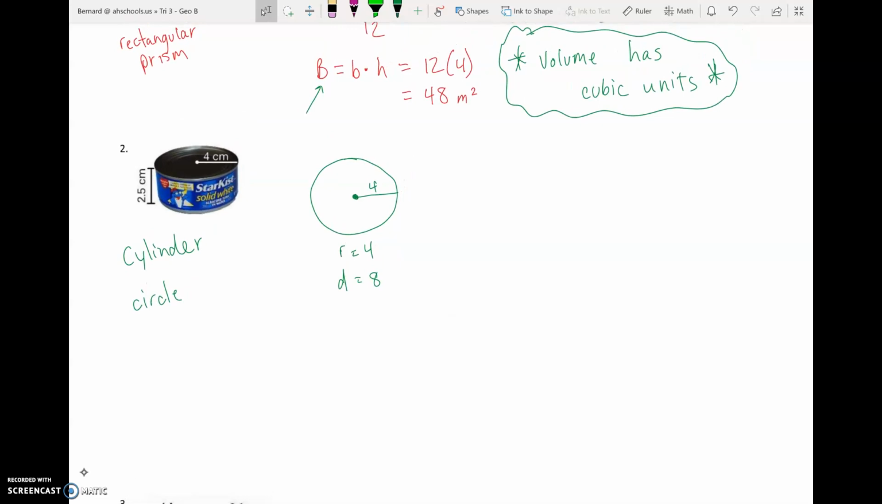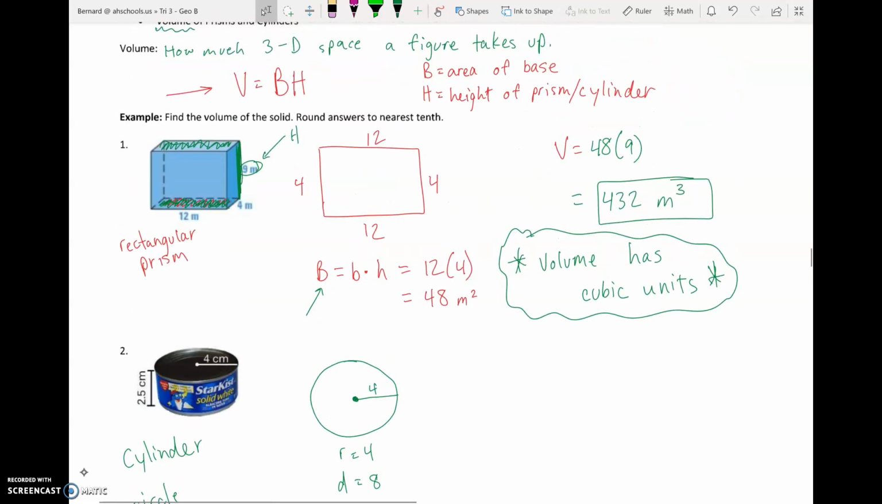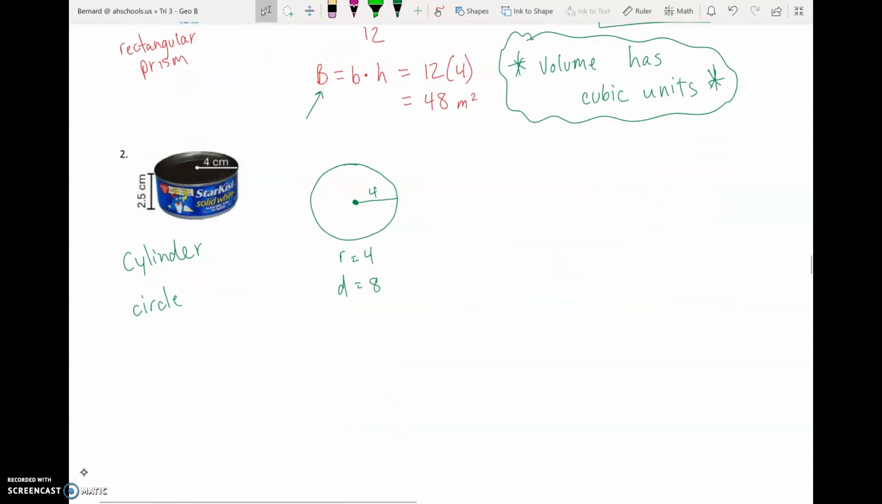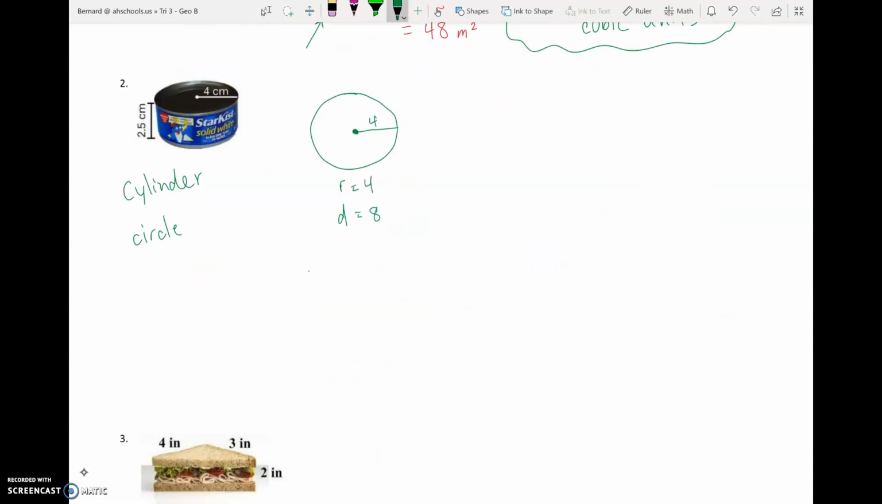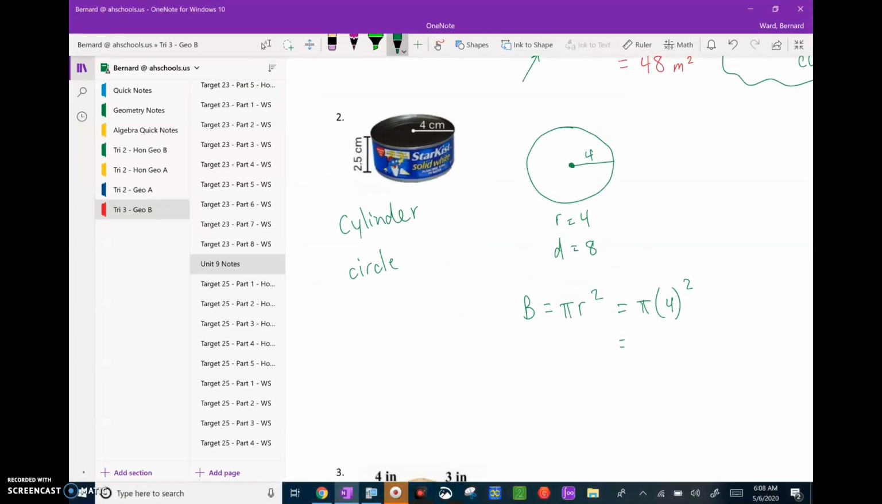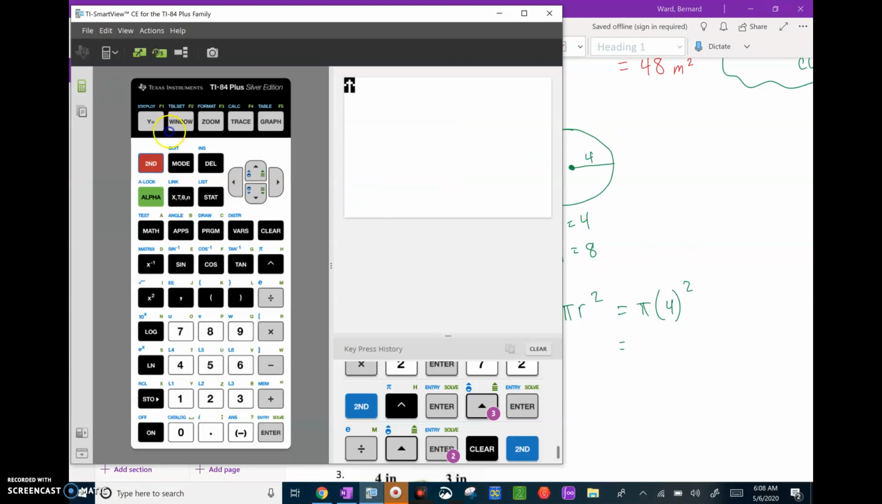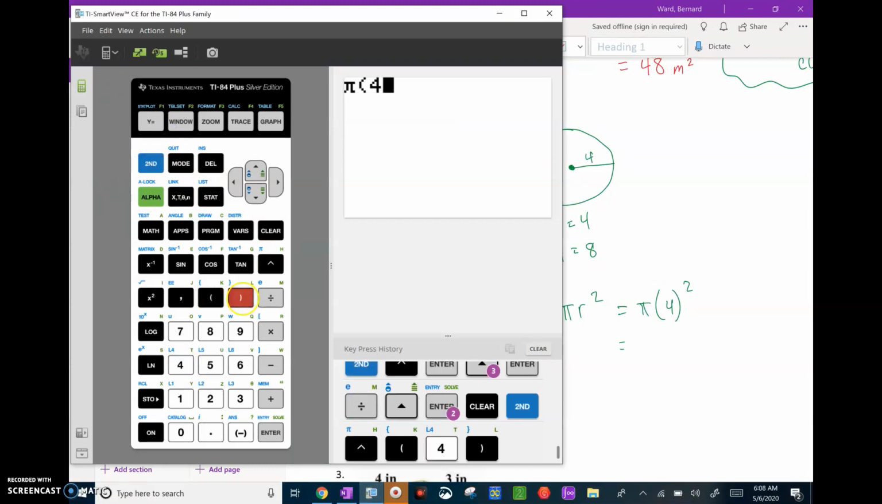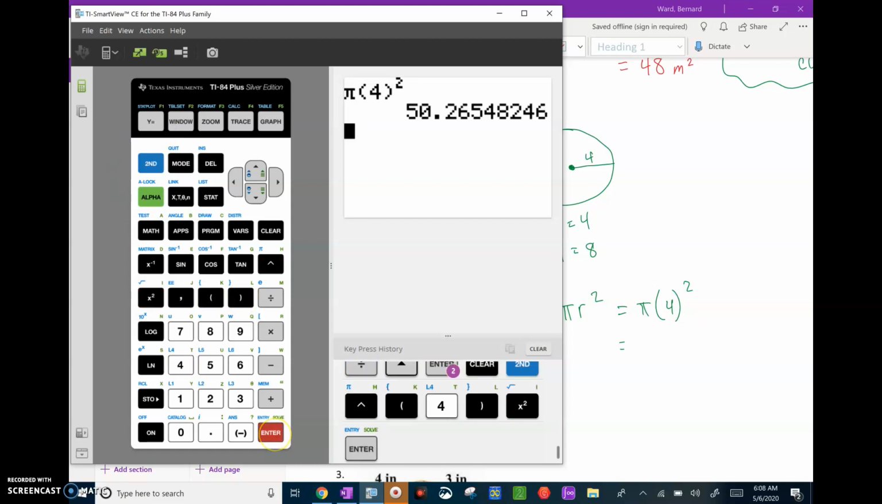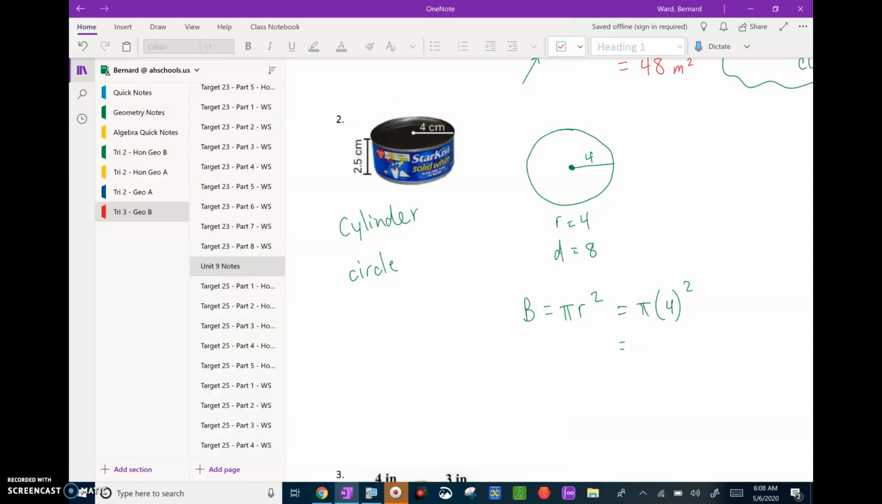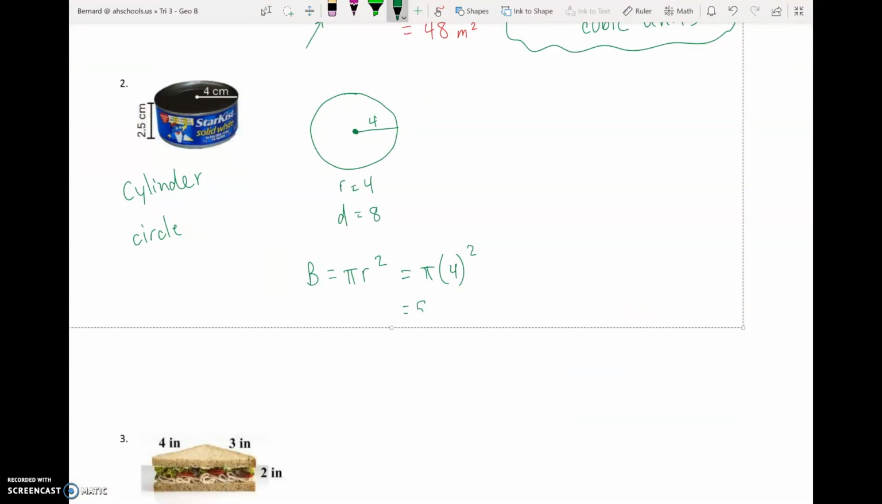The reason is, remember, once we get our base down, we want to find big B, the area of that base, and then we need to times it by the height in order to get our volume. So big B, area of the base for a circle, is pi times radius squared. And so pi times 4 squared in this example. We can throw pi times 4 squared into our calculator. Second pi, parentheses 4, and squared. And we will get 50.3 roughly. And so 50.3 is our big B.